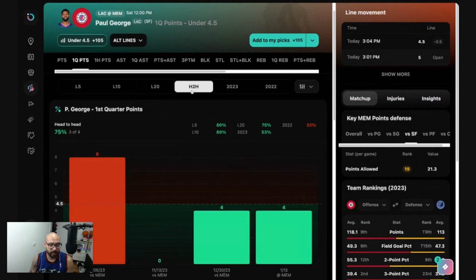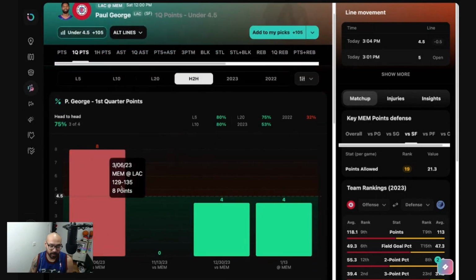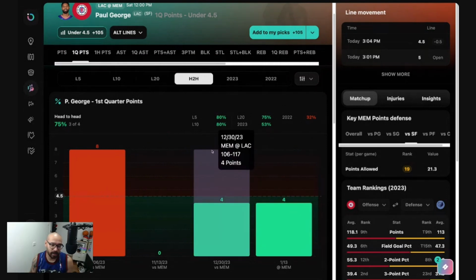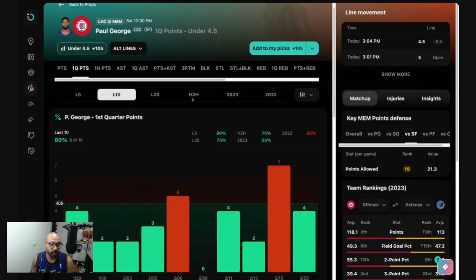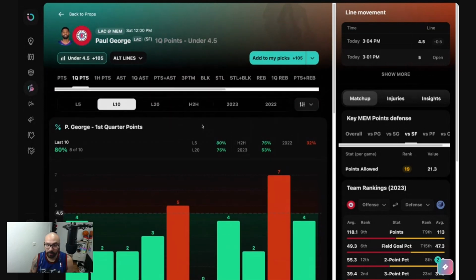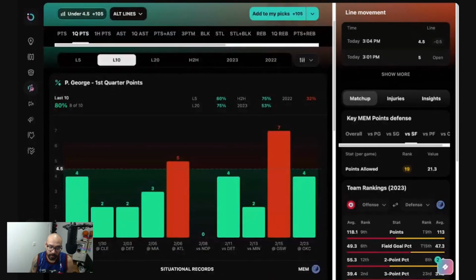And looking at head-to-head matchups, remember we looked at his total points line and he smoked the Grizzlies in 4 consecutive games? Well, he's gone under 4.5 points in the first quarter in 3 consecutive games against the Memphis Grizzlies. So I can go with this one. I don't mind it. Plus money, 4.5. If he makes 1 3-pointer, then I'll be quite nervous.